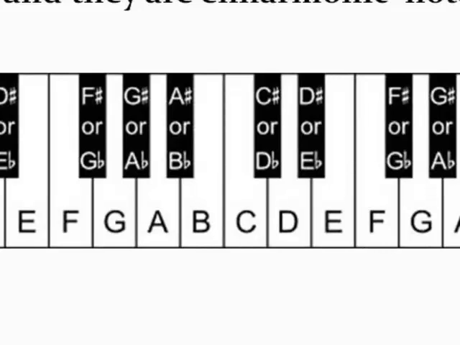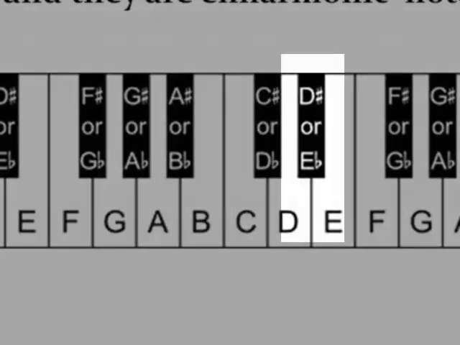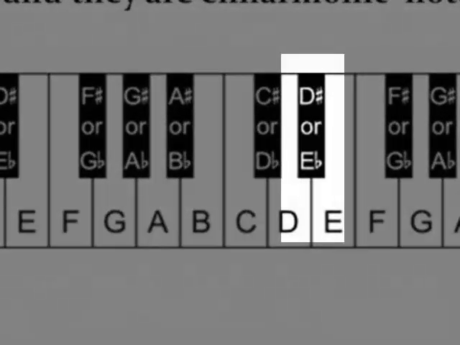When you look at this slide, we can see that C sharp and D flat are enharmonic notes. They sound the same but have a different letter name. D sharp and E flat are enharmonic notes. So are F sharp and G flat.